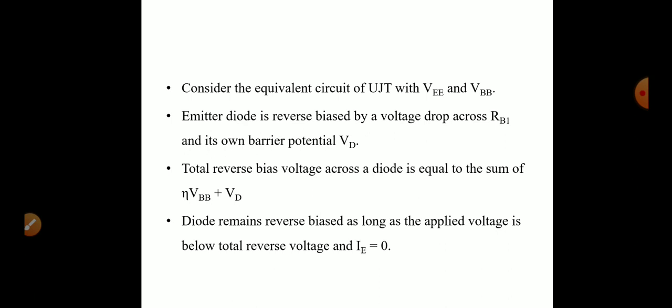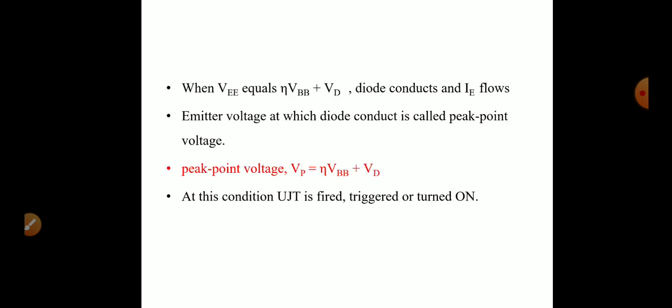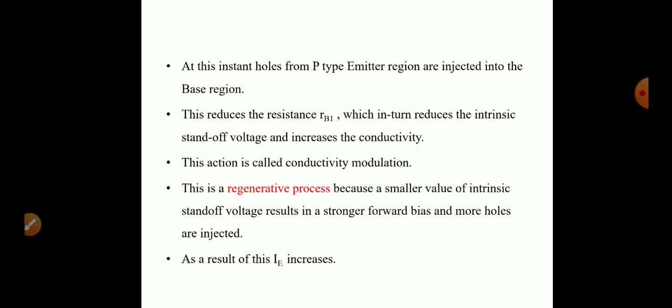The total reverse bias voltage across the diode is equal to the sum of eta VBB and VD. The diode remains reverse biased as long as the applied voltage is below the total reverse voltage, and the emitter current equals 0. When the emitter voltage equals eta VBB plus VD, the diode conducts and IE flows, which means emitter current flows. The emitter voltage at which the diode conducts is called the peak point voltage. Peak point voltage VP equals eta VBB plus VD. At this condition, the UJT is fired, triggered or turned on.